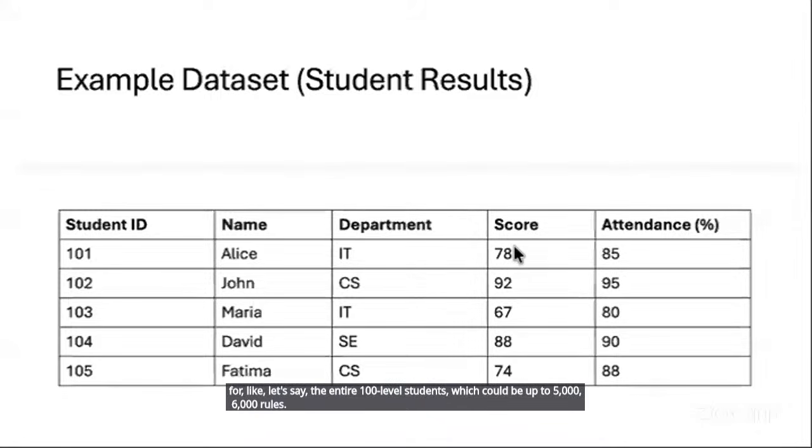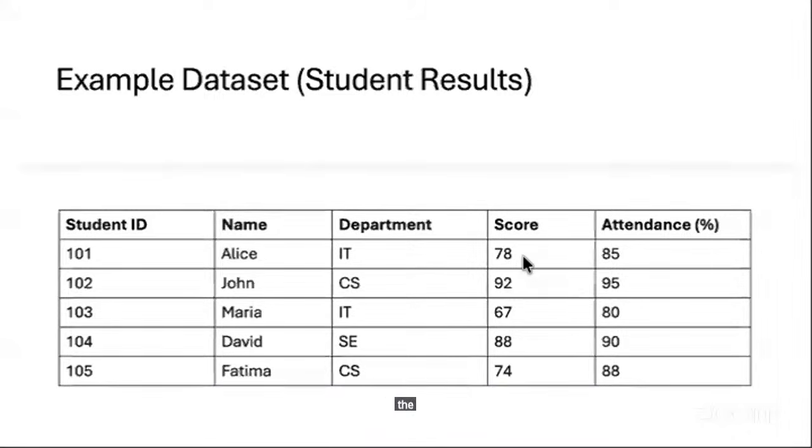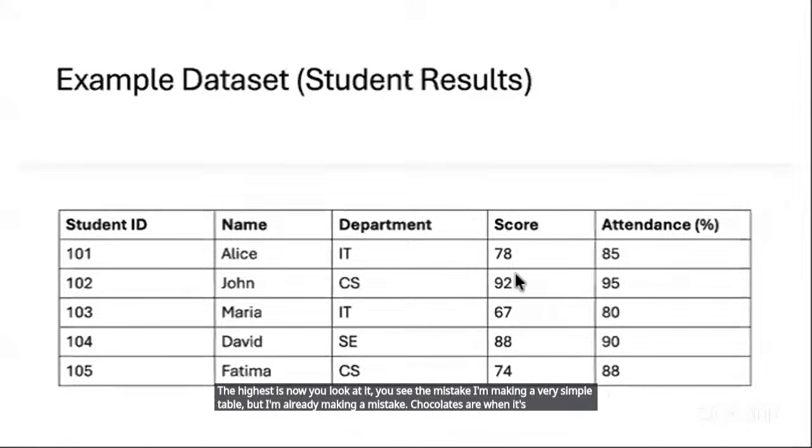So have that in mind, that you are dealing with a table that has so many entries. But okay, we are looking at this one now. You can see that the highest is 92. The lowest is 74, 67. So the highest is now... You look at it, you see the mistake I'm making, a very simple table, but I'm already making a mistake. Talk less of when it's large. So the largest here is 92. The lowest is 67.